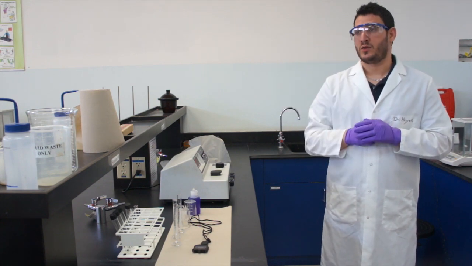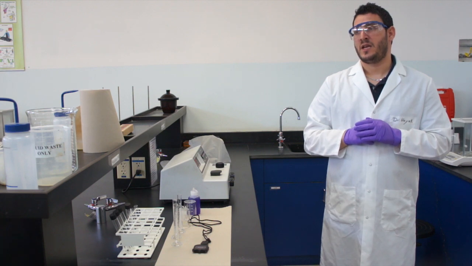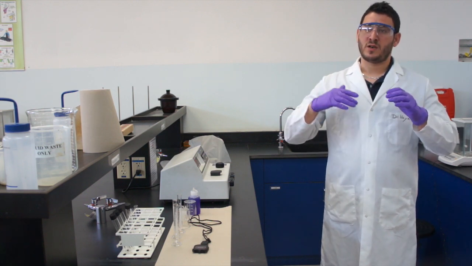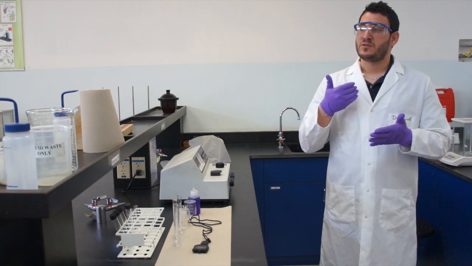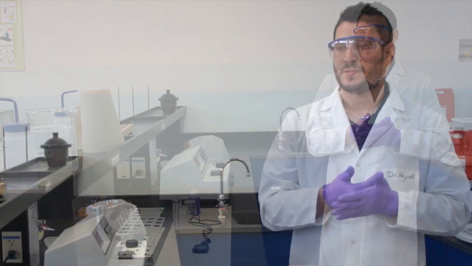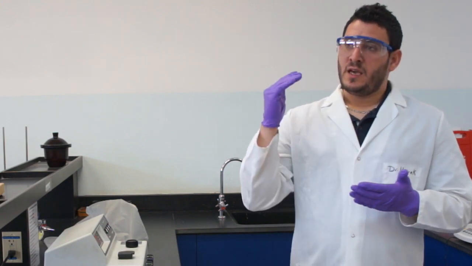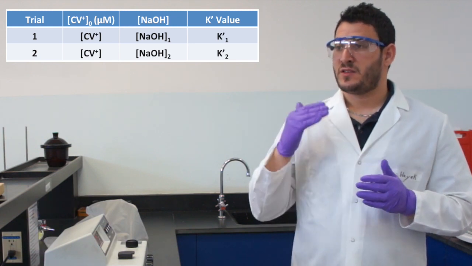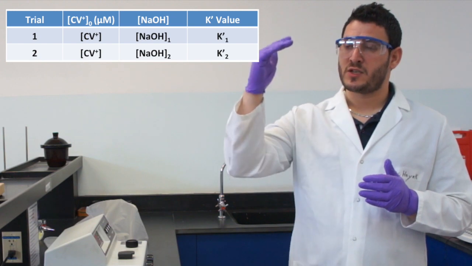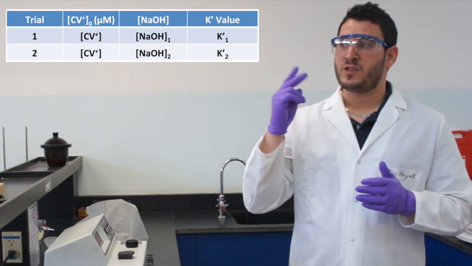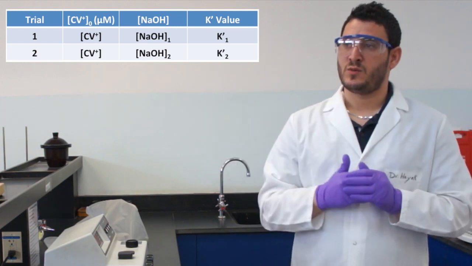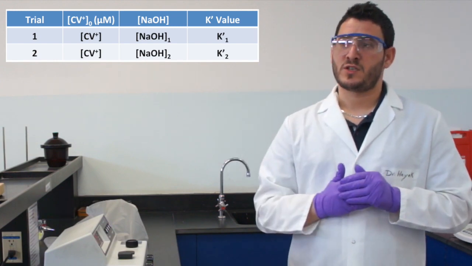How can we determine the order in NaOH or OH minus? Now for this, you might not need to do it experimentally, but it's good to know it because you might need to answer the question on how to design an experiment for this purpose. Now, if you fix the concentration of CV plus, and this time you change the concentration of OH minus, okay? So you can do 2 trials. The trial that you did first time, and a second trial where you have different concentration of OH minus.